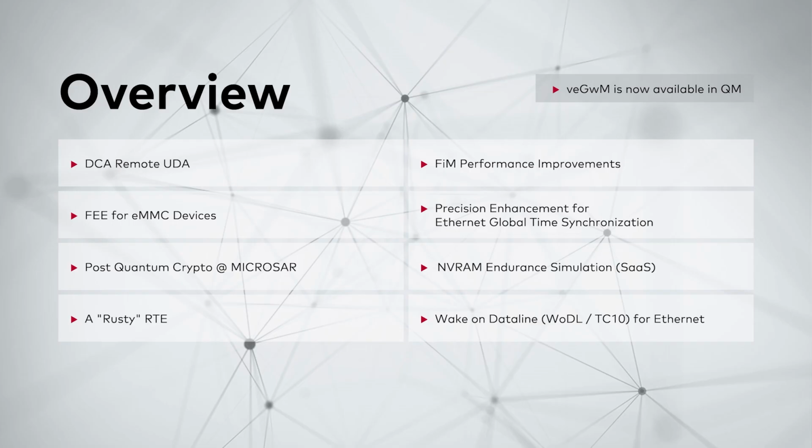A short update only on the topic I presented in my release 34 spotlight. Our new gateway solution offering routing on a dedicated core for maximum performance is now available in QM. And a short remark, as usually you find the complete release information in the release notes provided with your delivery or from our Vector portal.